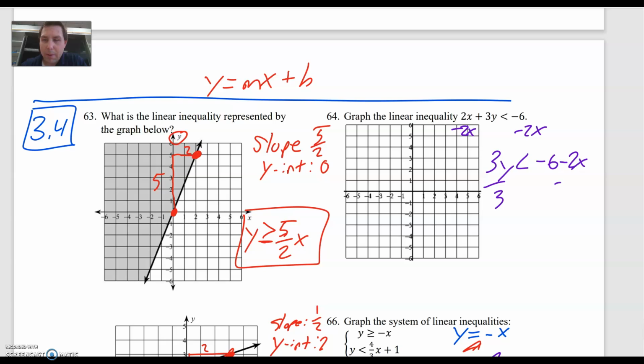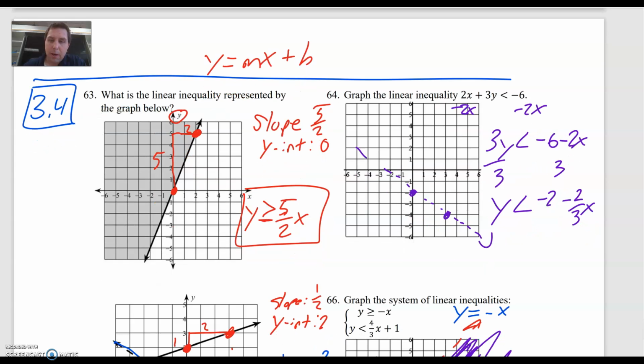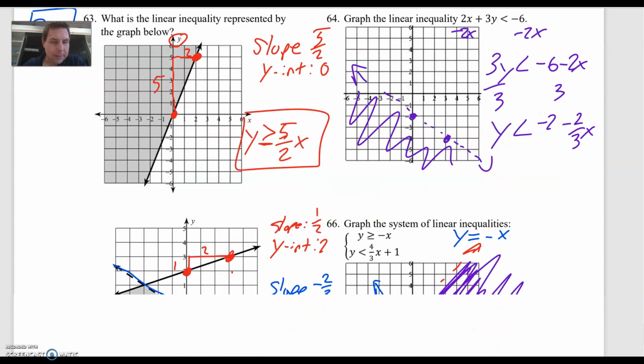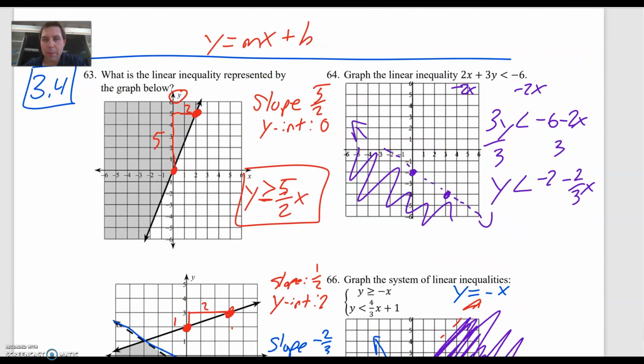Divide by 3, divide by 3. Y has to be less than, was that -2? -2 over 3x. I rewrote it. Don't have to flip any inequality. So then I go to -2, going down 2 over 3. It's a dashed line. And this is saying I want all y values that are less than the line, so I shade everything below. And that's it. Okay, that's all that one would be.